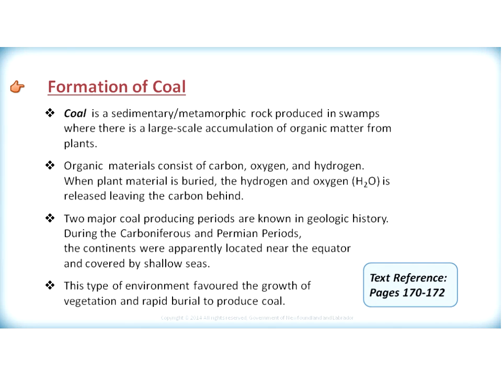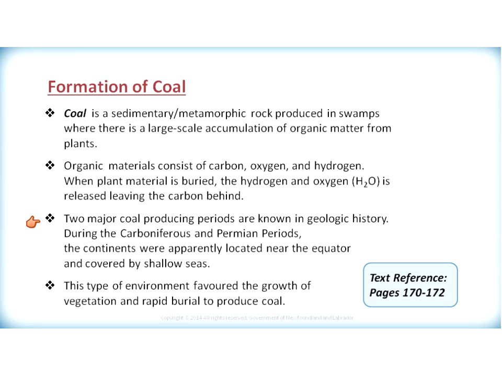So coal, which is a sedimentary or metamorphic rock, is produced in swamps where there is large-scale accumulation of organic matter from plants. This organic material consists of carbon, oxygen, and hydrogen. When plant material is buried, the hydrogen and oxygen in compound form can form H2O, which is released, leaving behind the carbon. 2 major coal-producing periods are known in geologic history.